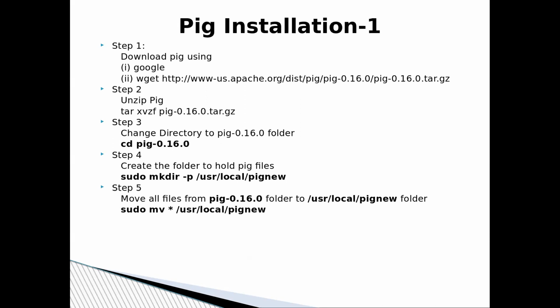Next, we'll discuss the Apache Pig installation. This we have already carried out. Okay, we have already seen it, so you know the steps. First, we need to download Pig. This can be done using any method that you like. Then you need to unzip the tar.gz file so that a folder of Pig is created. And then you can copy all the files from this folder to your destination folder. Okay, so in our case, we have picked it up as user local pig new. So you need to move all the files from your extracted folder into this new folder.